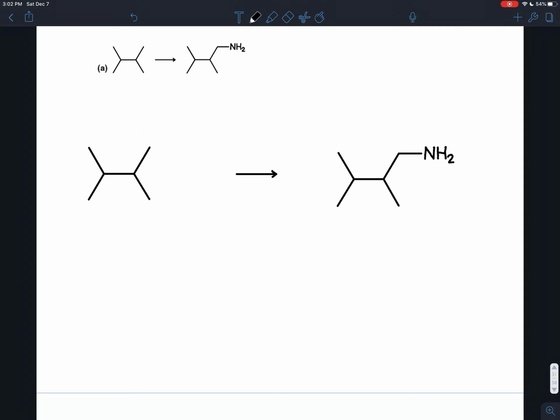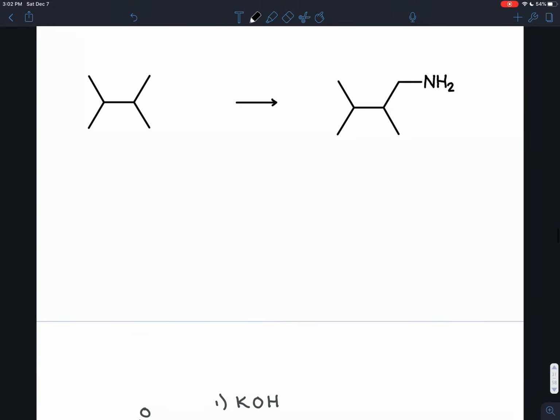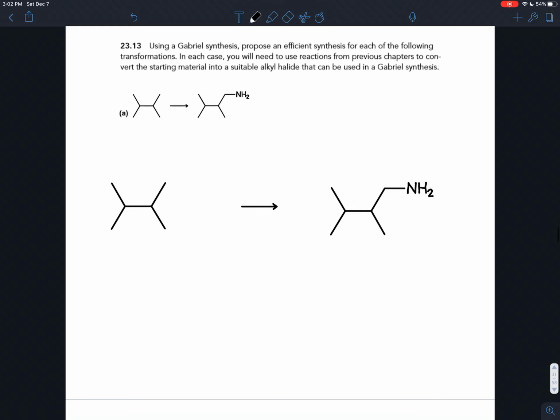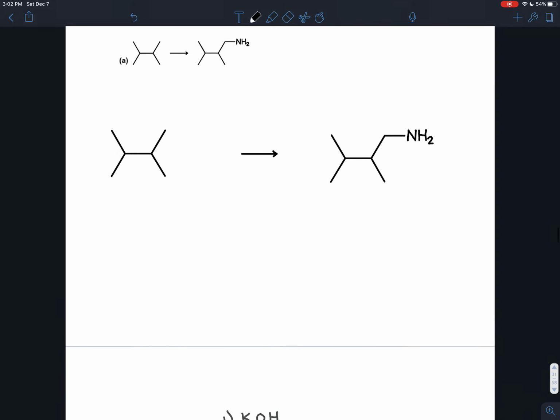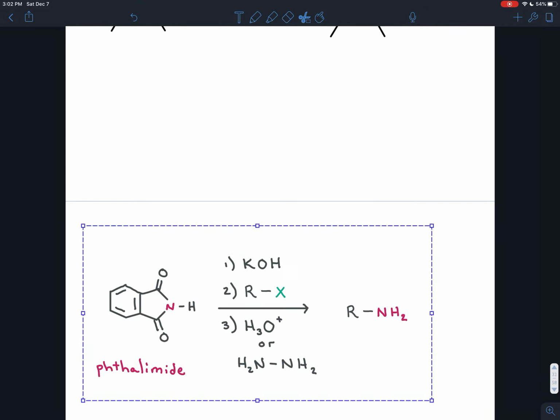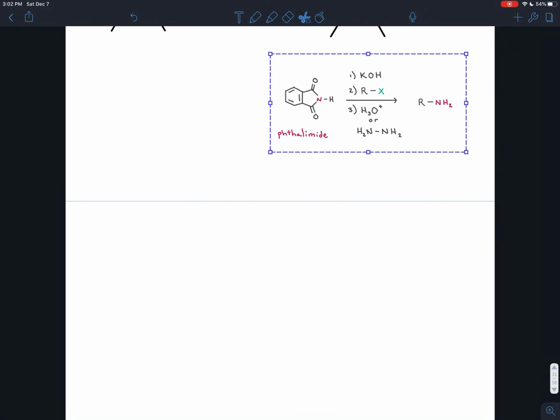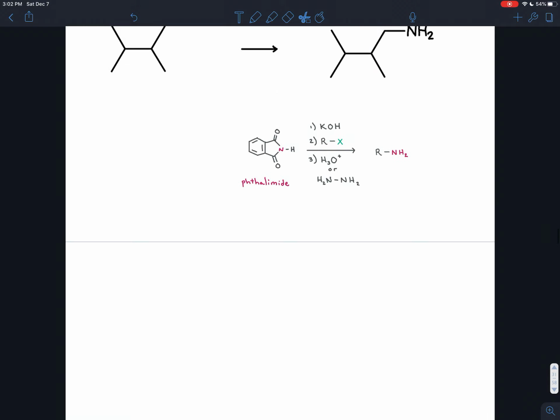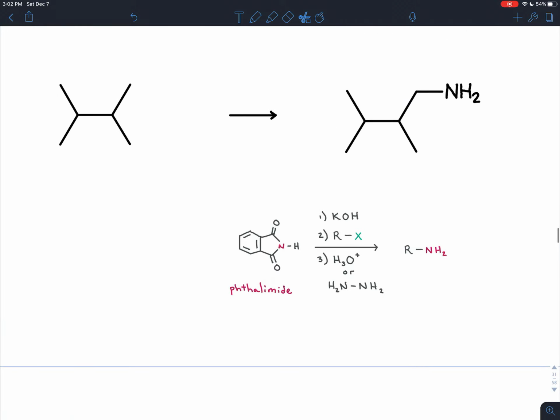You can read this two ways. You can start with the alkane and think about how you can turn that into the amine, or you can look at the amine and think, how do I know how to make an amine, and go in the other direction. If you start with the amine, that's where the Gabriel synthesis would come in. We know that to make an amine with the Gabriel synthesis, you use this recipe that we devised in the video on the concepts and mechanism of the Gabriel synthesis.